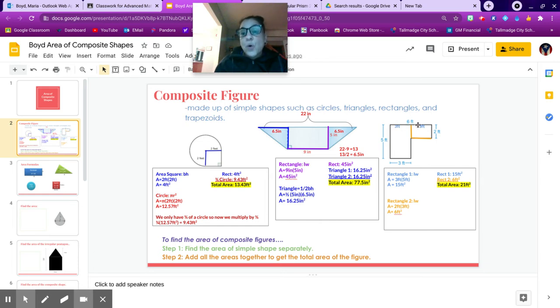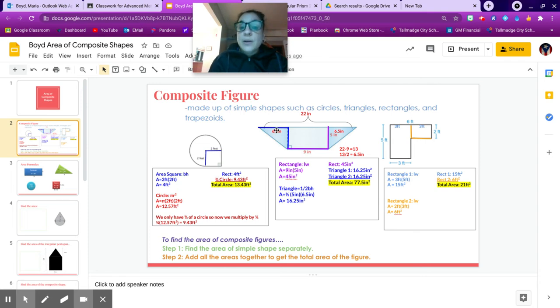So I know that this whole side up here at the top is 6 feet. So I cut that right down the middle and I made this little piece 3 feet and this little piece 3 feet. Now I can find the area of each rectangle separately. The larger rectangle on the left is 3 times 5, which is 15 feet squared. The smaller rectangle on the right is 3 by 2, which is 6 feet squared. And if I add those together, 15 feet squared plus 6 feet squared is 21 feet squared. So the total area of that composite figure is 21 square feet.